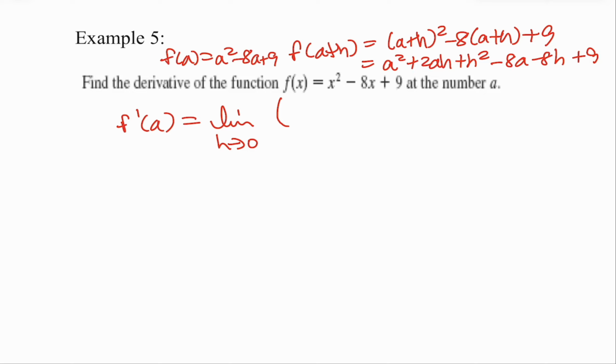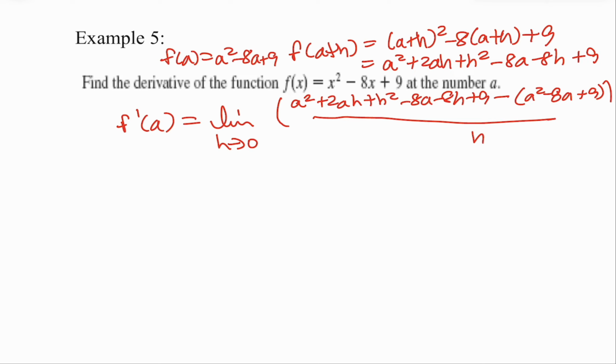Okay, so we're going to write f of a plus h: a squared plus 2ah plus h squared minus 8a minus 8h plus 9. And then we're going to subtract f of a. So put it in parentheses, all over h. Now, at this point, do not do anything with the limit as h approaches 0 until you have simplified the top as much as possible. So watch what happens on top.